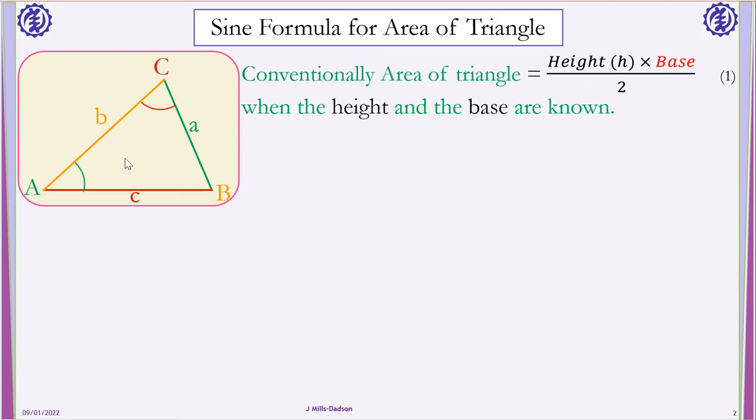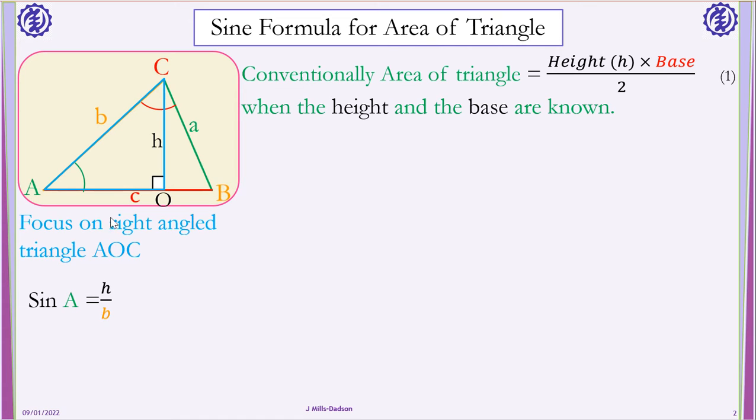So let's look at this carefully. Given this triangle A, B, C, with the sides given, looking at the height, you can work out sine A as the opposite over the hypotenuse, which is H over B. Making H the subject, H is B times sine A. So we now know an expression for our height, which is B times sine A. Our base is still C.